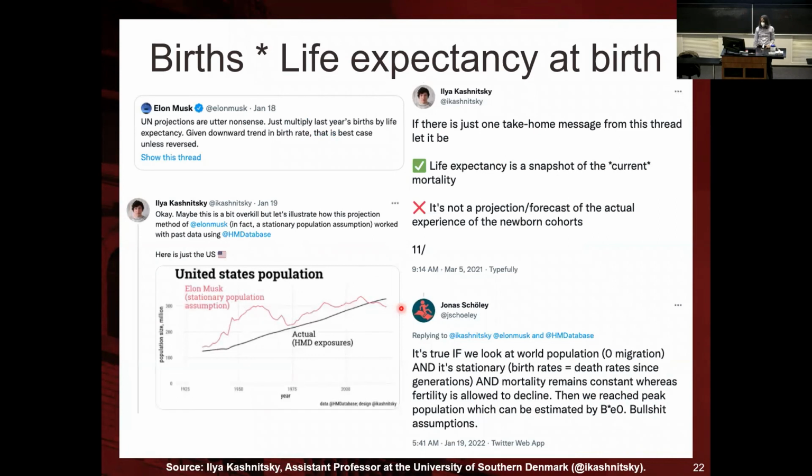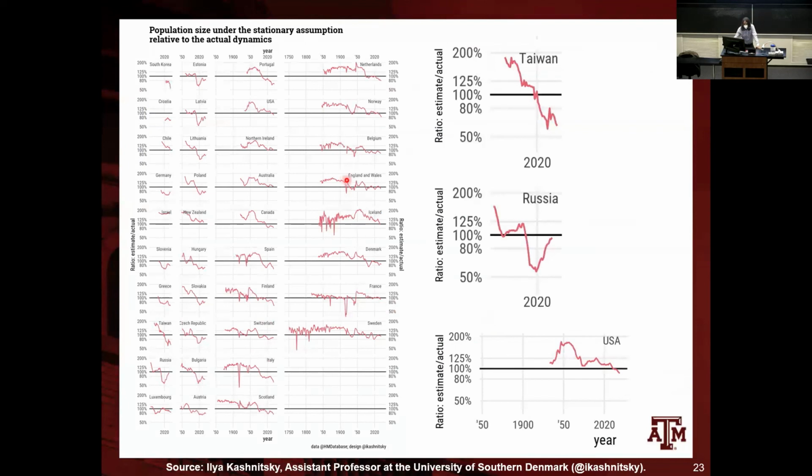And this guy here, Ilya Kashnitsky, is an assistant professor at the University of Southern Denmark. He did some exercises to show how off that exercise proposed by Elon Musk would be from the actual projection of populations observed throughout the years, right? And he did this exercise for several countries. You cannot read here, but if you download the slide, you can zoom in. And here I'm zooming into Russia, Taiwan, and USA to show how this simple multiplication that he did is off.